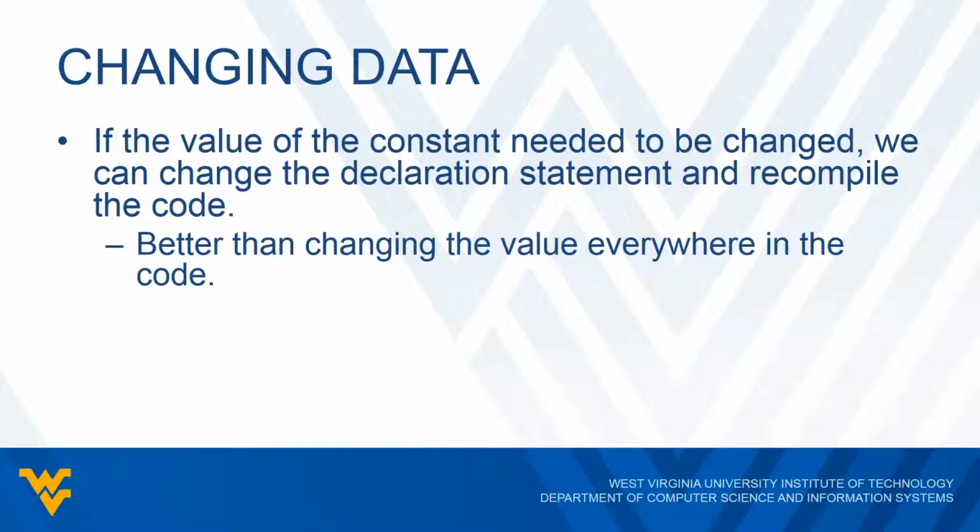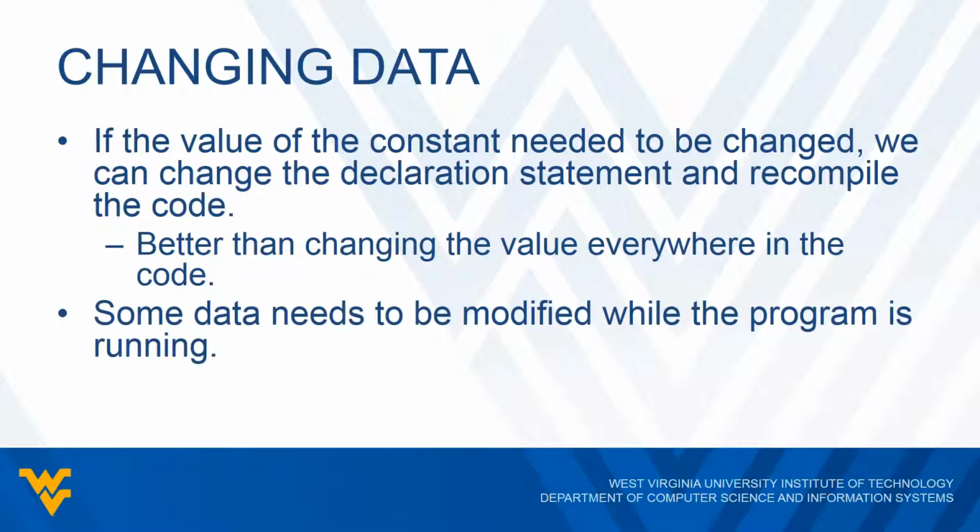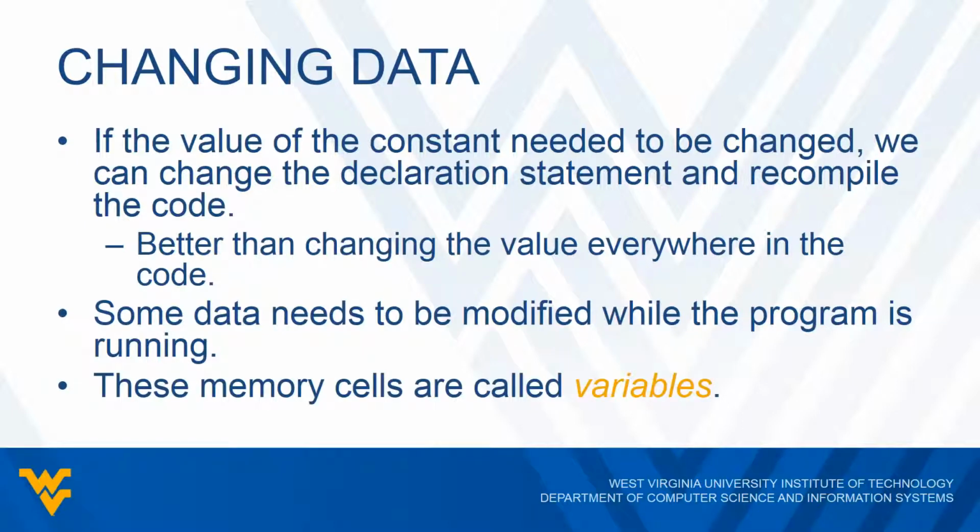Because if we just have the numerical values throughout our entire program, if we need to make a change, we have to change it everywhere. Whereas with the constant, we can just have it declared at the very beginning of our code and then change that one line. So it is better, but it still doesn't allow us to modify our data while we're running the program because, I mean, let's face it, there's going to be some data that has to be modified. And we call these particular memory cells where we do need to change it while running the program variables.